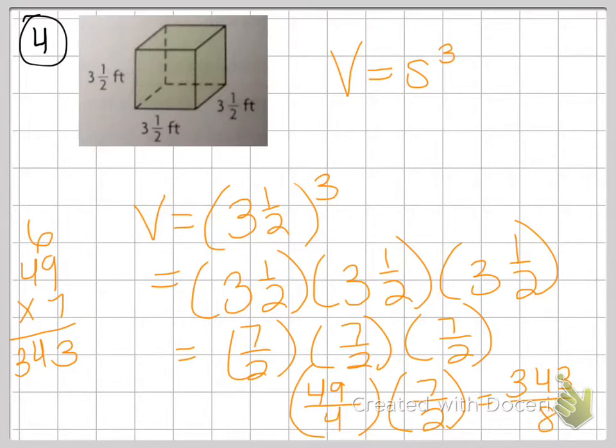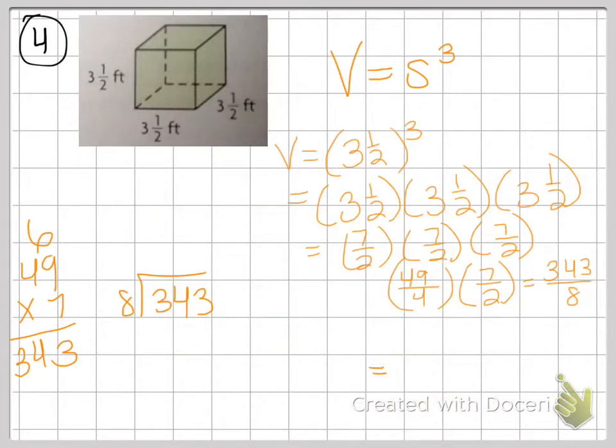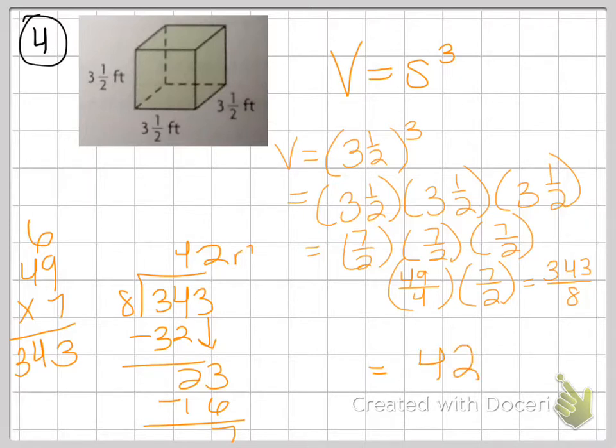All right. Now I need to simplify that. I'm going to squeeze it in. That is 8 goes into 34 four times, 4 times 8 is 32, 2, 23. Twice, that's 16. That's 7. So your remainder is 7, if you remember how to interpret it. That is 42 with 7 left over, and our denominator is 8, cubic feet.